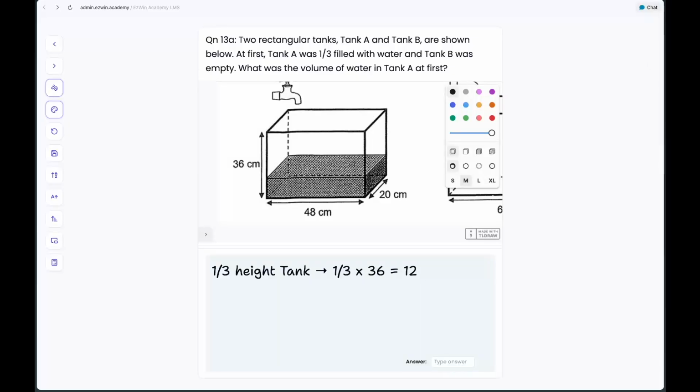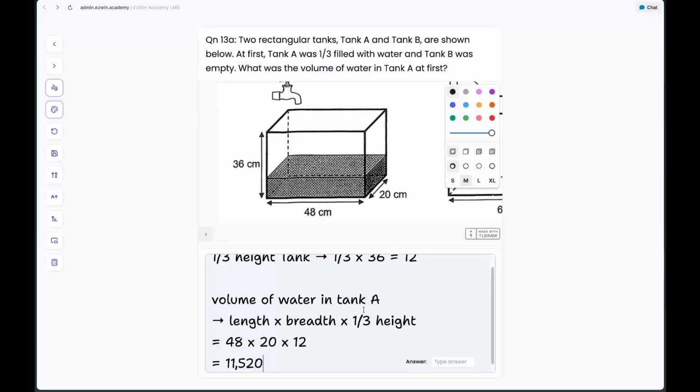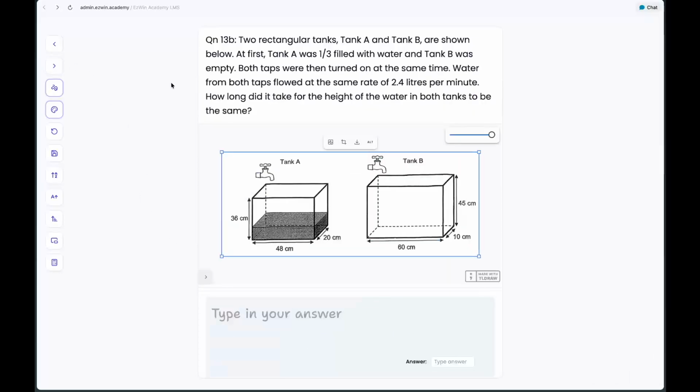That means volume of water in tank A is basically 1/3 of the height. So it will be 48 times 20 times 12, and this will give us 11,520 centimeter cube. Right, there you go. All right, let's move on to the next part.